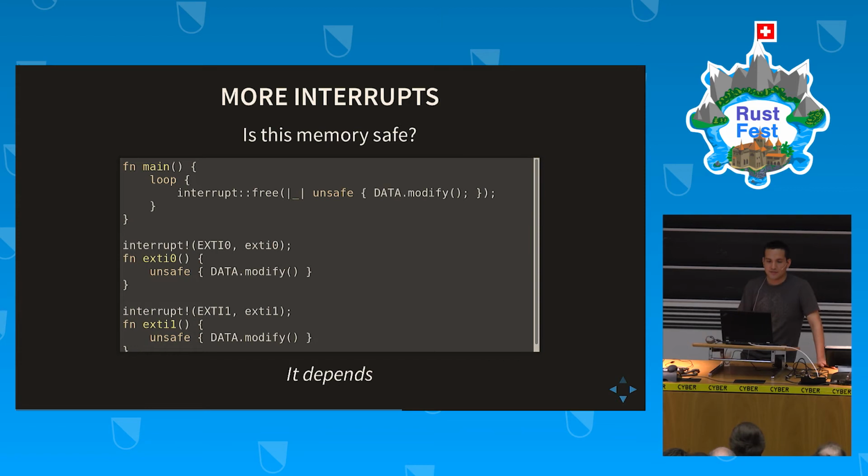But if instead you were targeting a Cortex-M microcontroller, this architecture lets you assign priorities to the interrupt handlers. Interrupt handlers with higher priority can preempt lower priority interrupts. And in that case, we cannot answer this question without knowing the exact priorities of both interrupts.